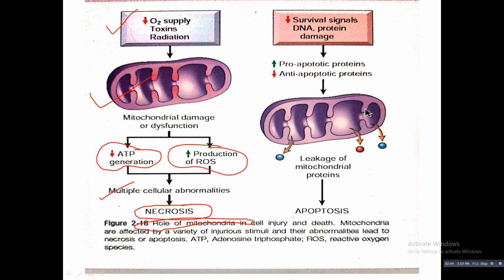On the other hand, let us look at the other mechanism of cell death where mitochondria is playing a role. Whenever there is a reduced survival signal, or there may be irreversible DNA or protein damage, it leads to an increase in the amount of pro-apoptotic proteins and decrease in the amount of anti-apoptotic proteins, leading to leakage of mitochondrial proteins, mainly cytochrome C, which will lead to activation of caspases, which ultimately leads to cell death by apoptosis. Let me repeat. Whenever there are reduced survival signals or DNA or protein damage, it leads to increased pro-apoptotic proteins as well as reduced anti-apoptotic proteins, leading to leakage of mitochondrial proteins, namely cytochrome C, which will lead to activation of caspases, leading to apoptosis.